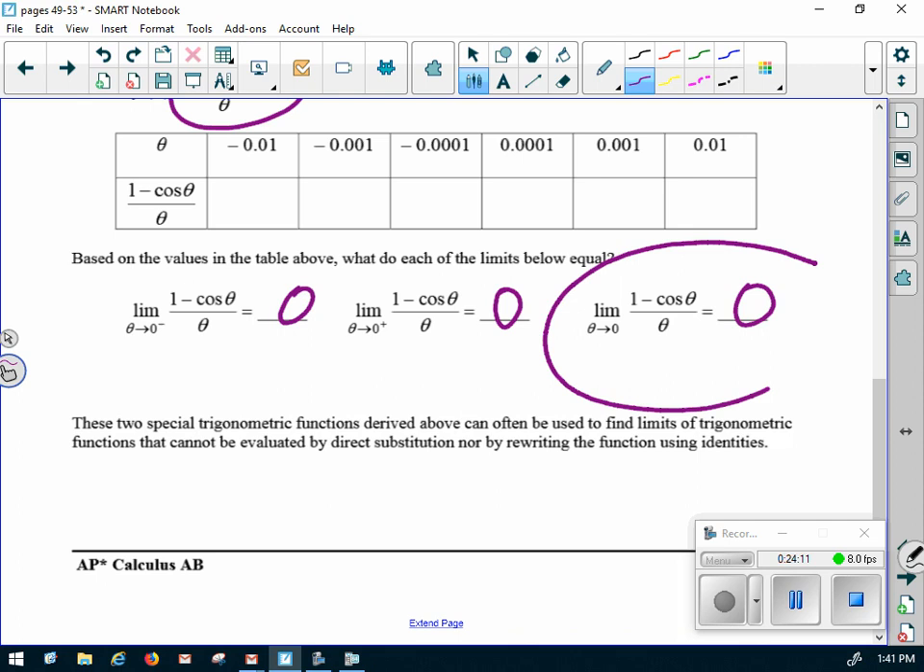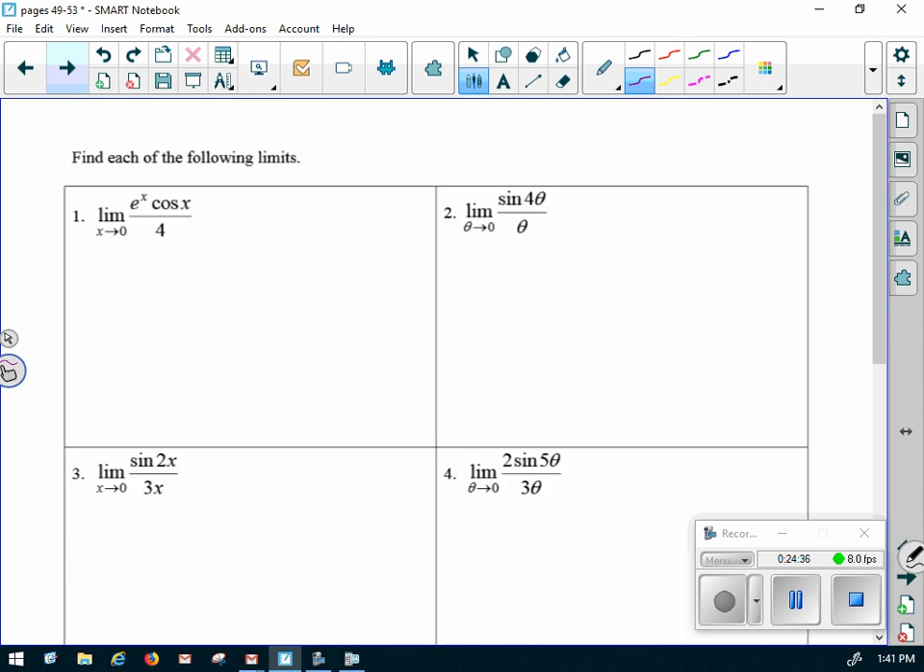This is the other one that you have to know. You have 2 limits that you just flat out have to know, and this is the second one. The other one is the one we just did. The limit of sine theta over theta as theta approaches 0 is 1. And this one. Now, what we have left is just practice, okay?